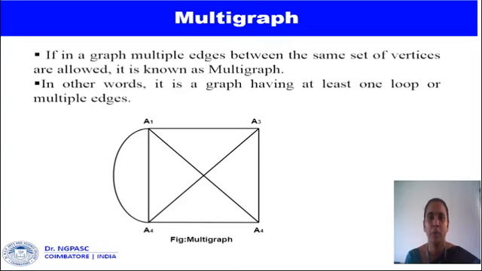So what do you mean by multi-graph? If in a graph there exists more than one edge between two vertices, we can call it a multi-graph. So in our example graph, from A1 to A4 we have 2 edges. From A1 to A4 we have more than one edge, so it is an example for a multi-graph.